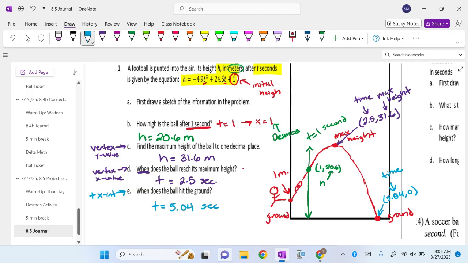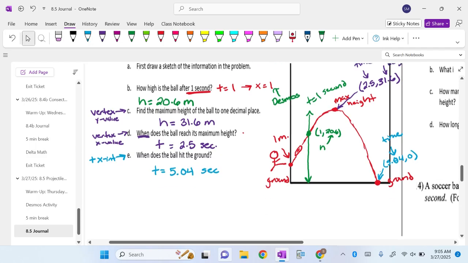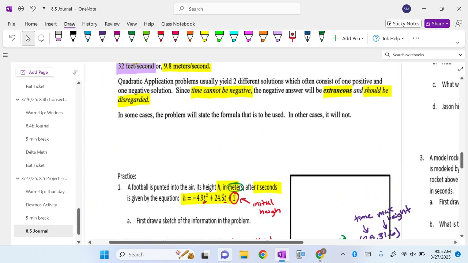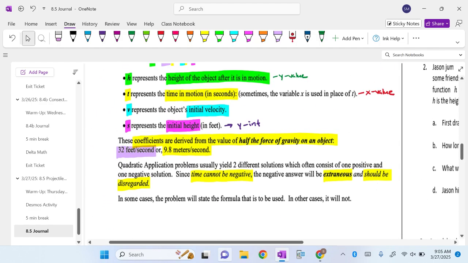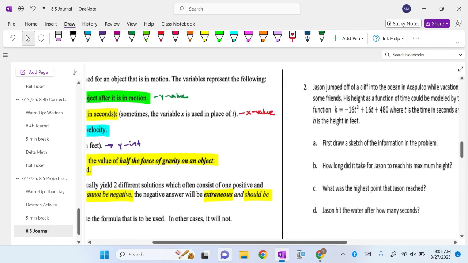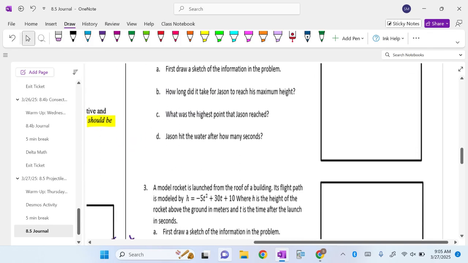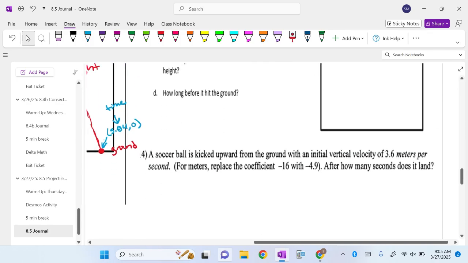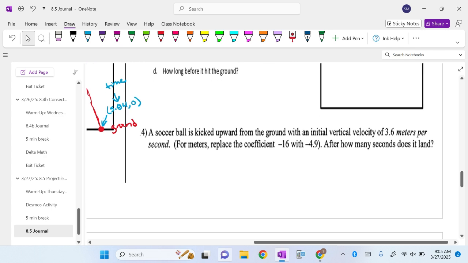All right, any questions on how to find all those key features? All right. Let's try one more, and then we'll call it quits for today. So look at question 4. This one's really quick. So question 4 is one of those where we have to write the equation ourselves.